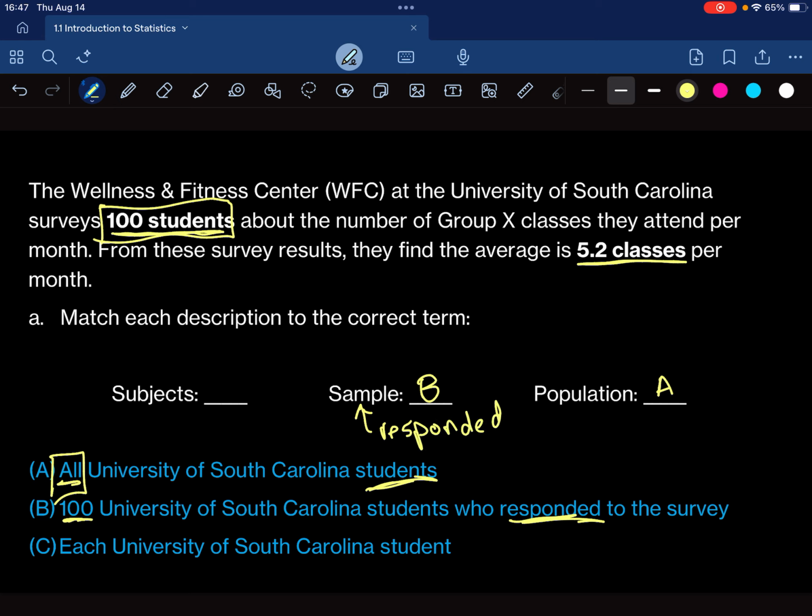And the last one we have is each. So this is actually talking about the individuals. And so in this case, each individual University of South Carolina student is going to be our subject. Again, we only collected data on 100 of them, which is our sample.